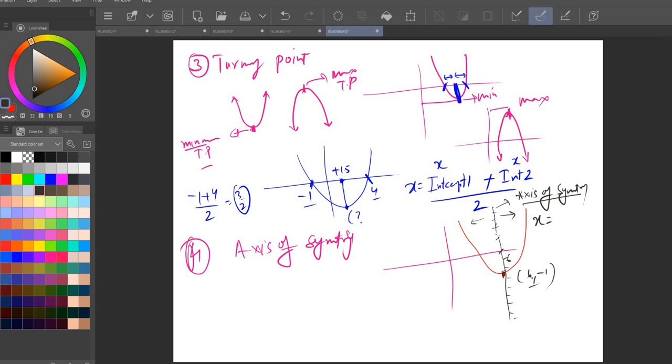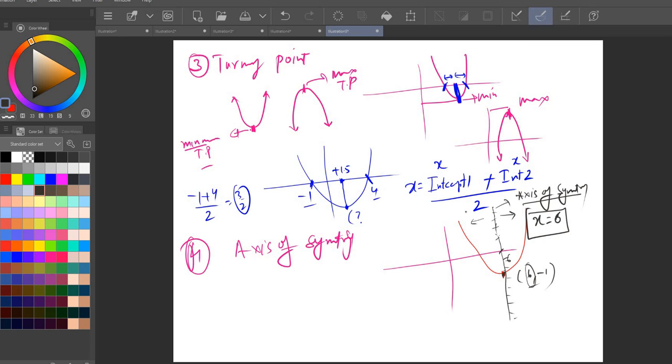What is that something? Look at the turning point, pick up the x value of, not the x-intercept, the x value of the turning point. So x equal to 6 is the equation of symmetry. Does that make sense? All right.